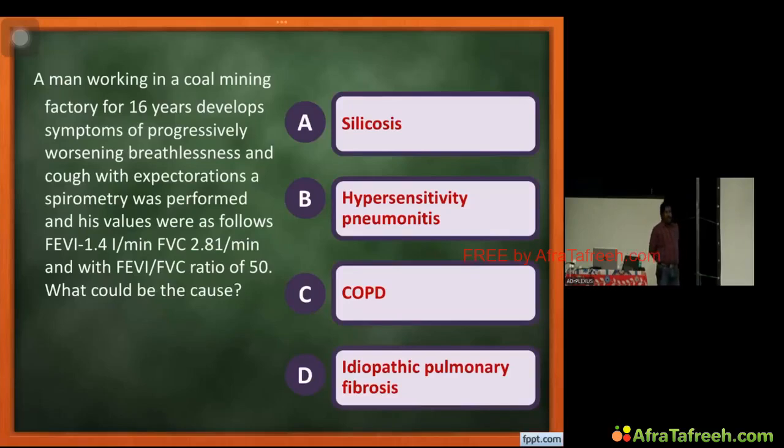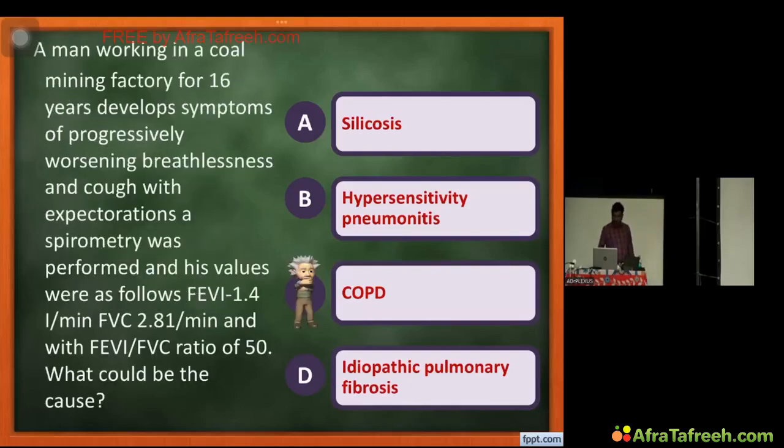What should be the answer? Why? He is a man working in a coal mining factory for 15 years. So what should we usually see? The FEV1 by FVC ratio. What is the FEV1 by FVC ratio? Decreased. So it should be a case of obstructive lung disease. Here the obstructive lung disease is going to be COPD.